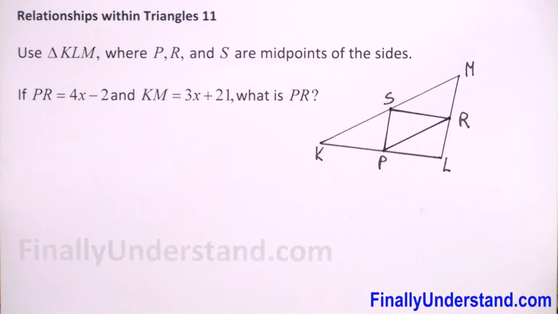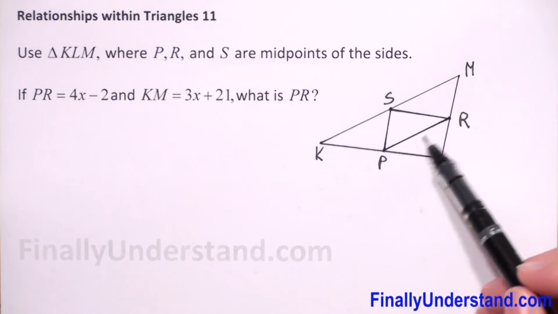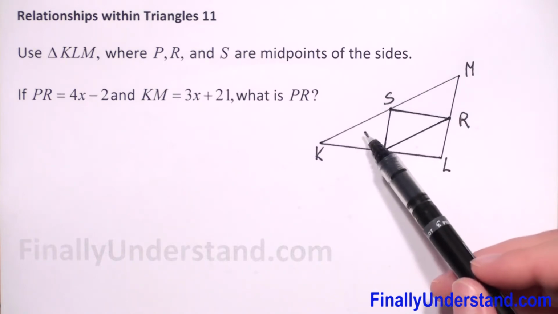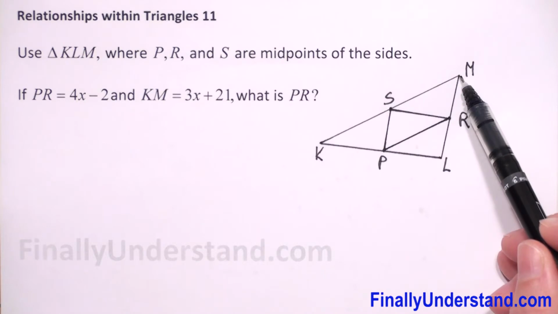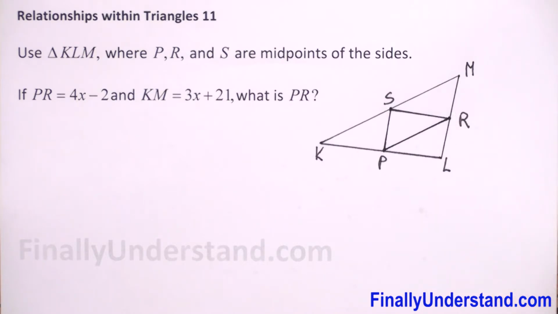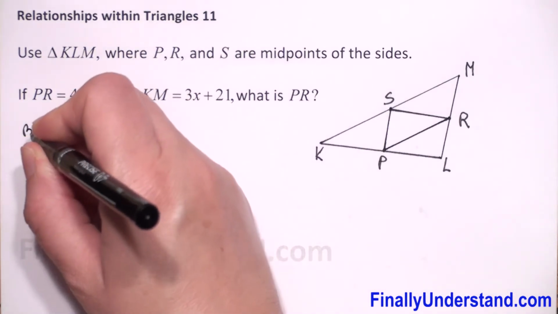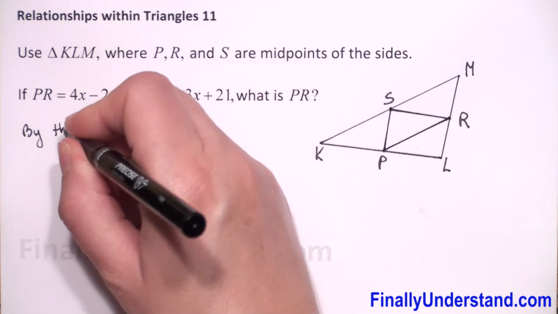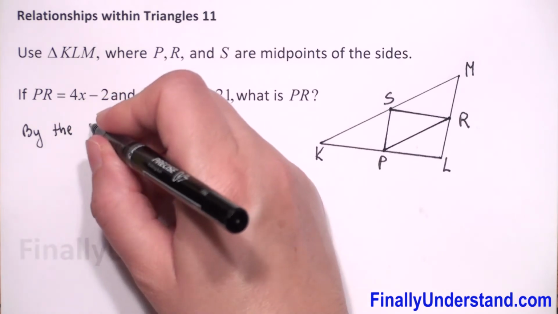So we can use the Midsegment Theorem, which tells us that the segment connecting the midpoints of two sides of a triangle is parallel to the third side and is half as long as that side. So we can write that by the Midsegment Theorem.